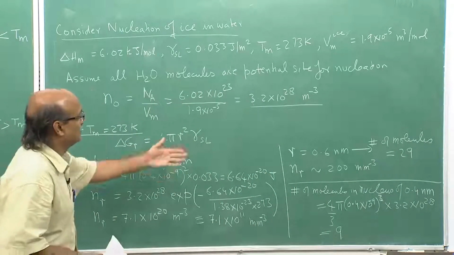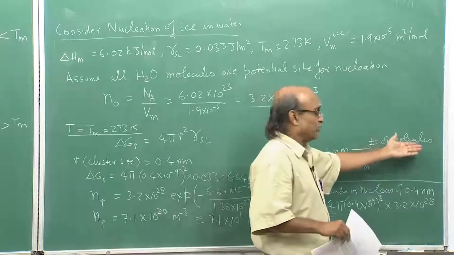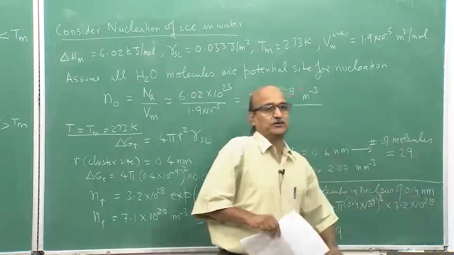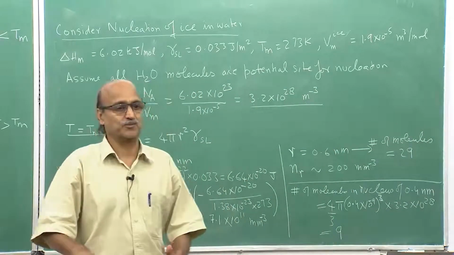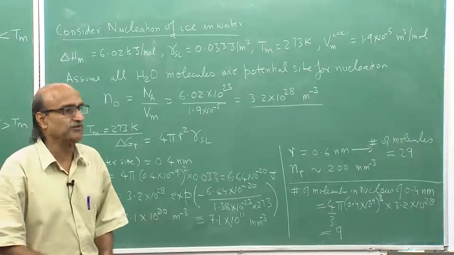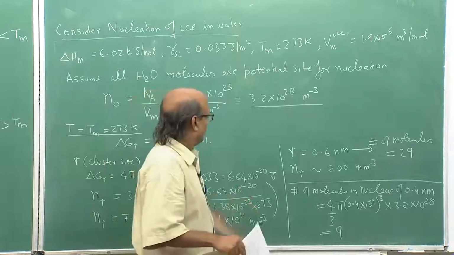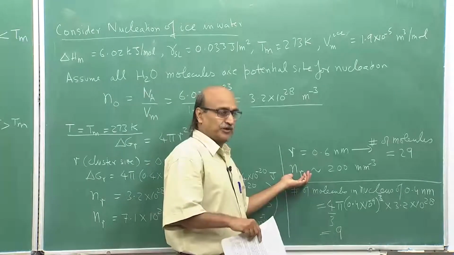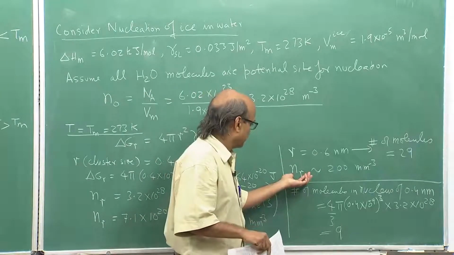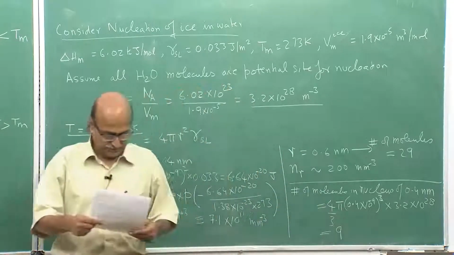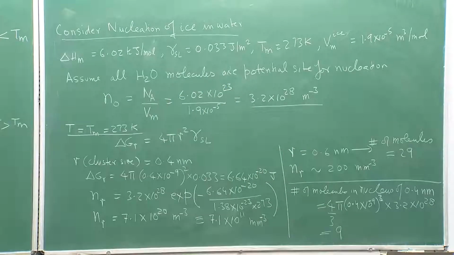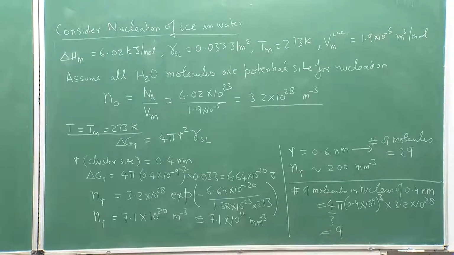Similarly, if I increase the size even more, the number of molecules required to form that nucleus would be even more, and hence the probability would be even lower. So, as the probability goes down, obviously the density of nuclei that we can expect would also reduce. So, if I just put down some numbers for you to look at for different sizes of the nuclei.